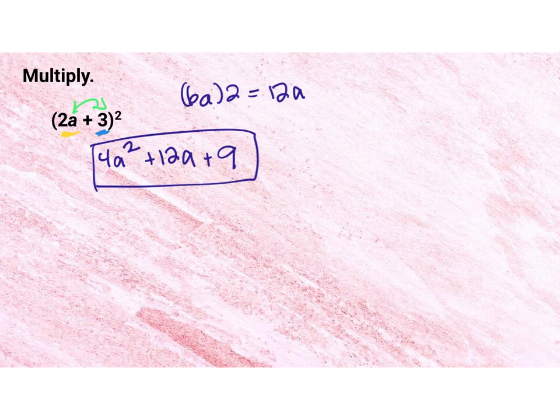Now, if you forgot the shortcut for special cases that this is a trinomial square, you could just do FOIL and just write it all out and multiply them out just like the last one.